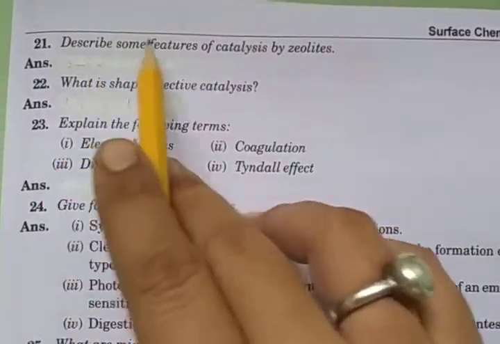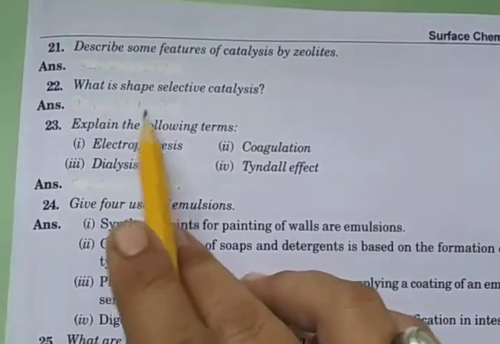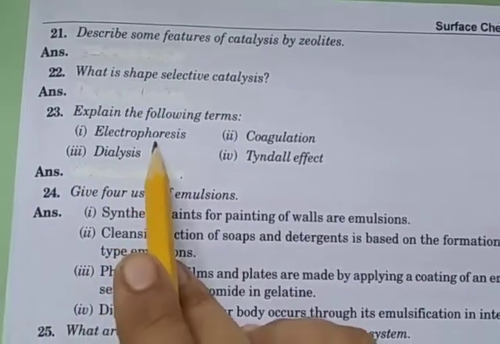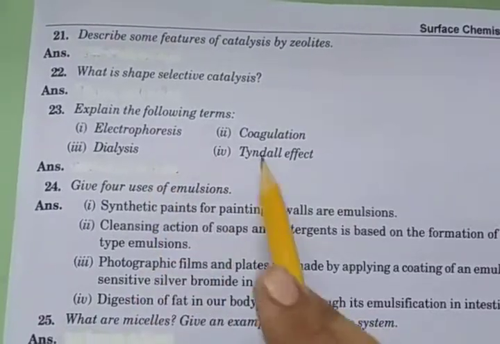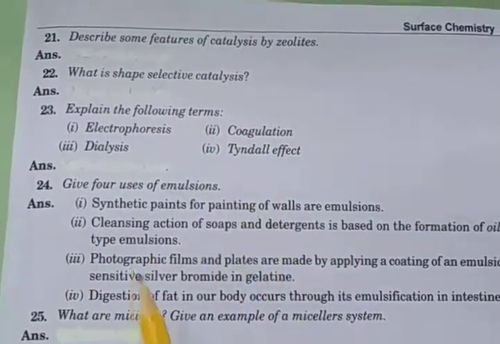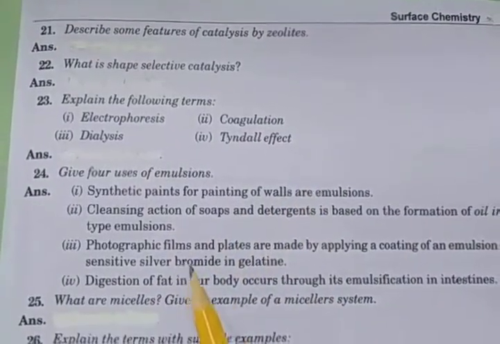Question number 21, describe some features of catalysis by zeolites. Question number 22, shape selective catalysis. And question number 23, the following terms: electrophoresis, coagulation, dialysis, Tyndall effect. These topic wise I already explained in my videos, so please see my video again.